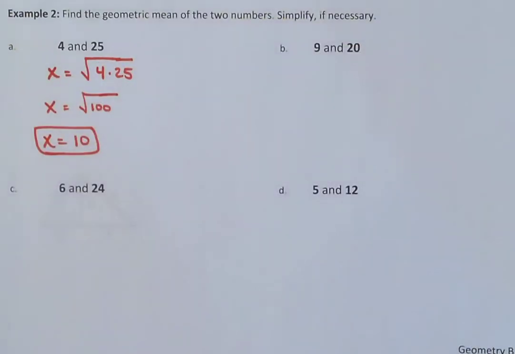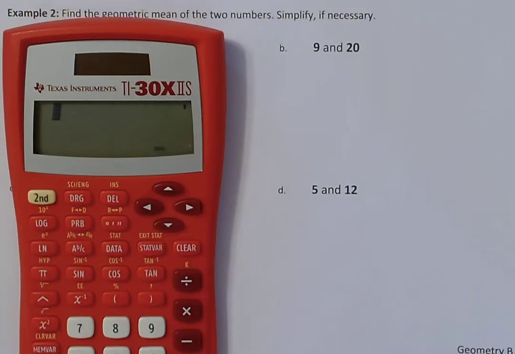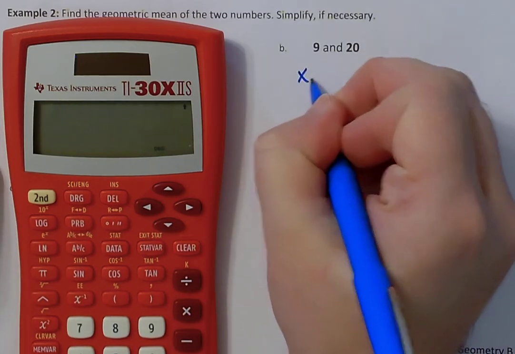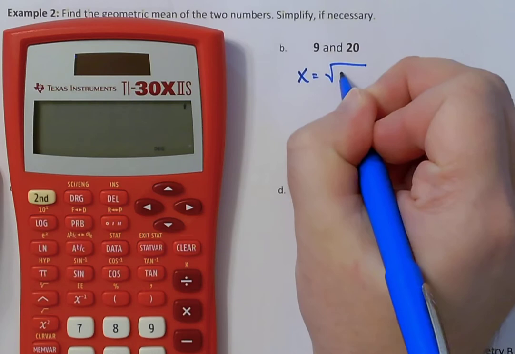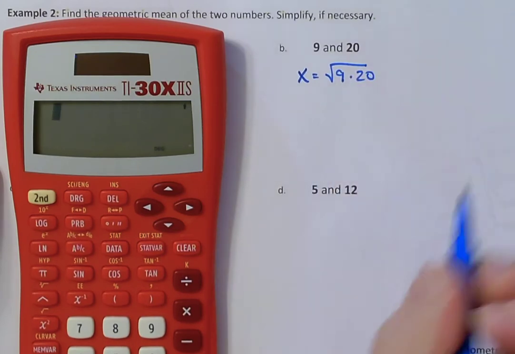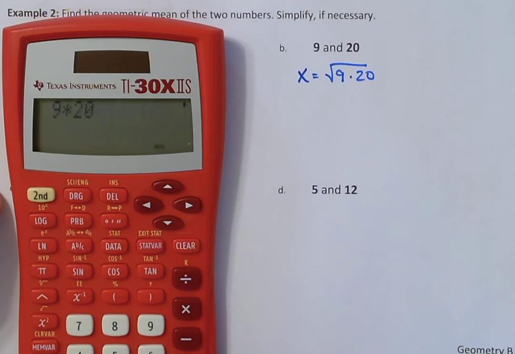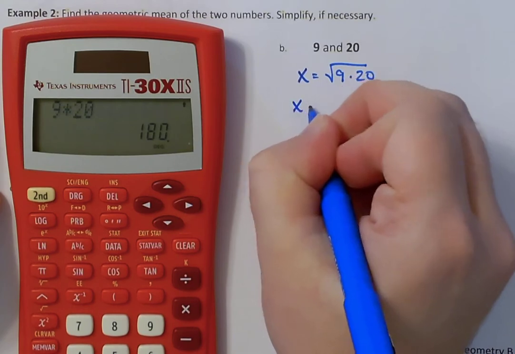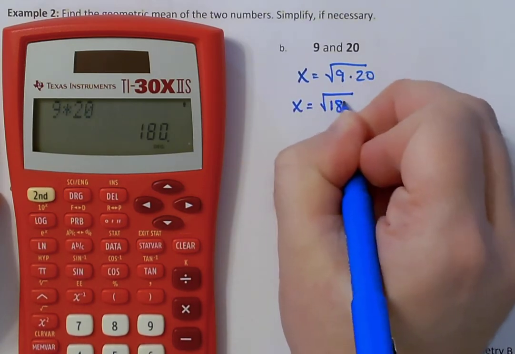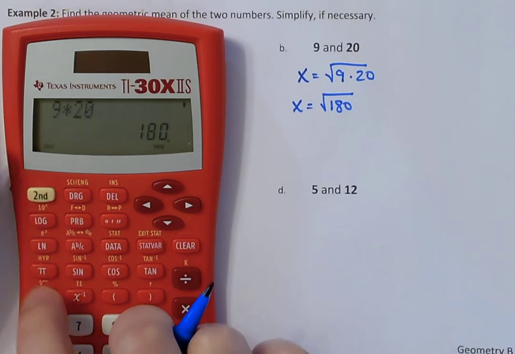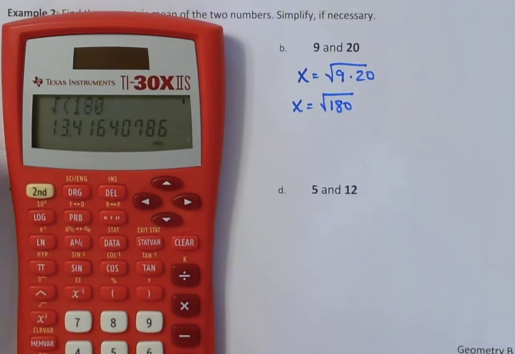All right, for part B, they want us to figure out the geometric mean of 9 and 20. So we're going to set this up much like we did A. We're going to have x equals the square root of 9 times 20. So we do 9 times 20, and we end up with 180. So we have x equals the square root of 180. If I take the square root of 180, we would end up with 13.416 and so on.